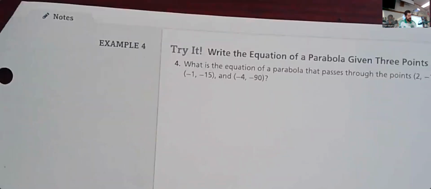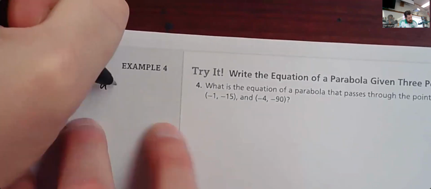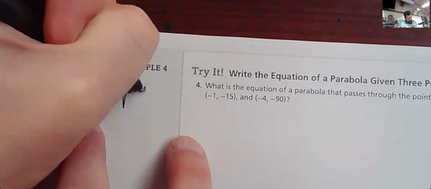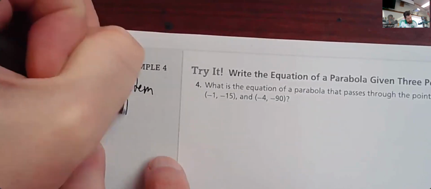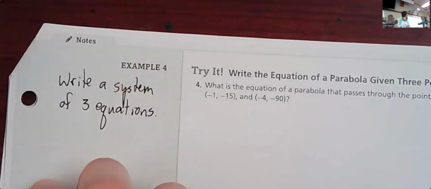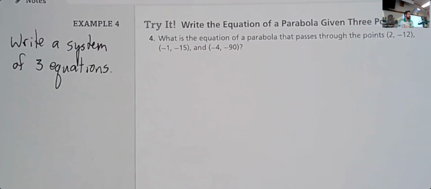So off to the side here, I just want you to write a system of 3 equations. And we did this back in chapter 1. But we need to actually come up with our system of 3 equations on our own this time. So what we're going to do is take our standard form.